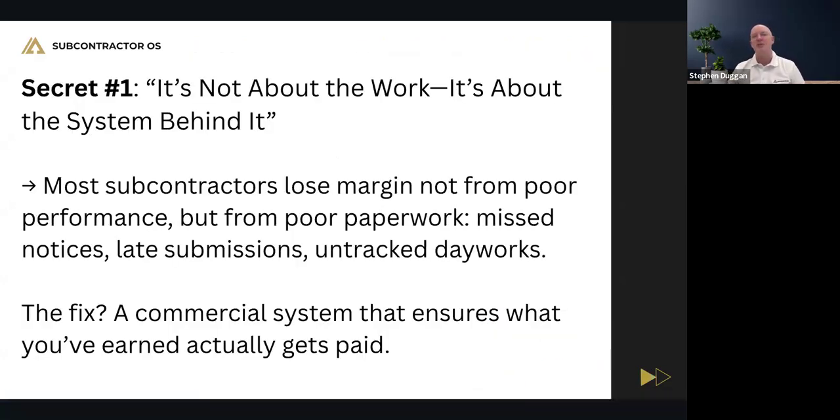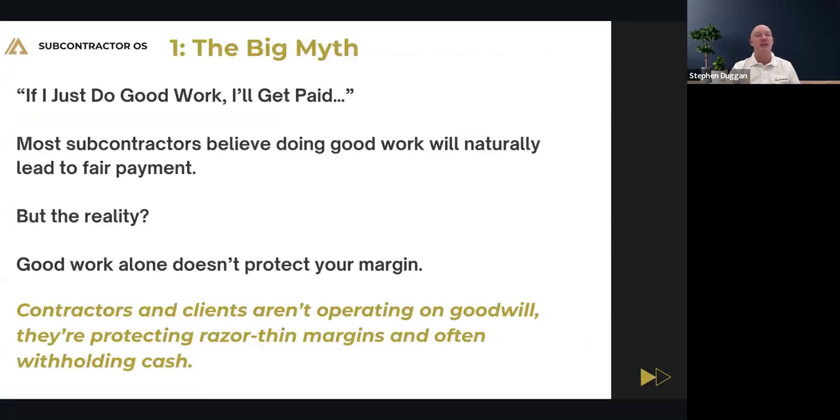So most subcontractors lose margin, not from poor performance, but from poor paperwork, missed notices, late submissions, and untracked day works. And what's the fix? It's a commercial system that ensures you actually get what you've earned and it gets paid.